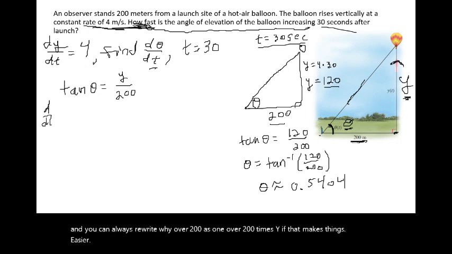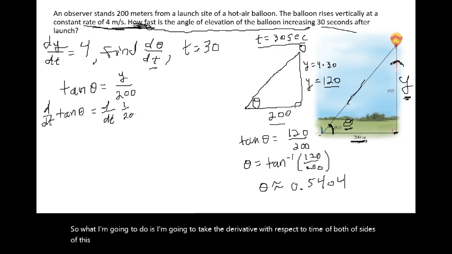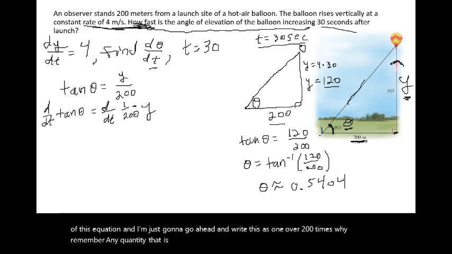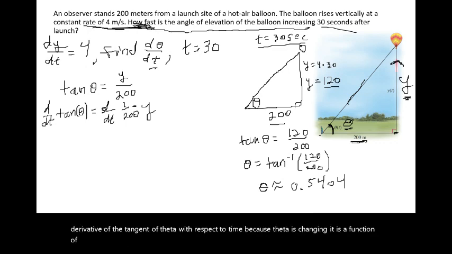So what I'm going to do is take the derivative with respect to time of both sides of this equation, and I'm just going to go ahead and write this as 1 over 200 times y. Remember, any quantity that is changing will need implicit differentiation. So we're taking the derivative of the tangent of theta with respect to time. Because theta is changing, it is a function of time, and therefore we'll need chain rule.